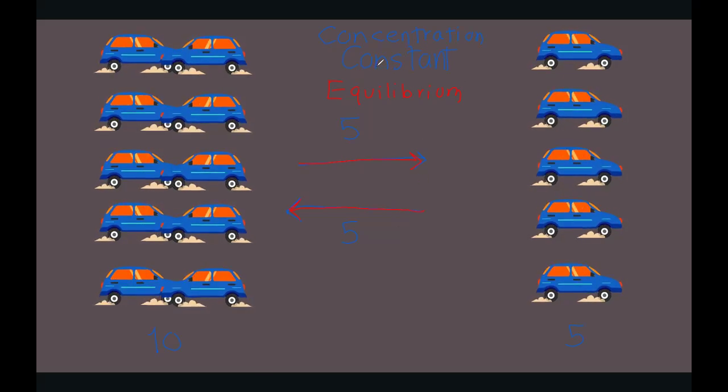Take care, the concentration is not equal. Here there are 10 cars and here 5 cars. Don't say that in equilibrium the concentration is equal. Say it's constant. It's always 10 here and always 5 here, since the number of cars moving from left to right and right to left is always 5 and 5. So I will say the concentration is constant. Don't say the concentration is equal. As you see, it's not necessary that it is equal.